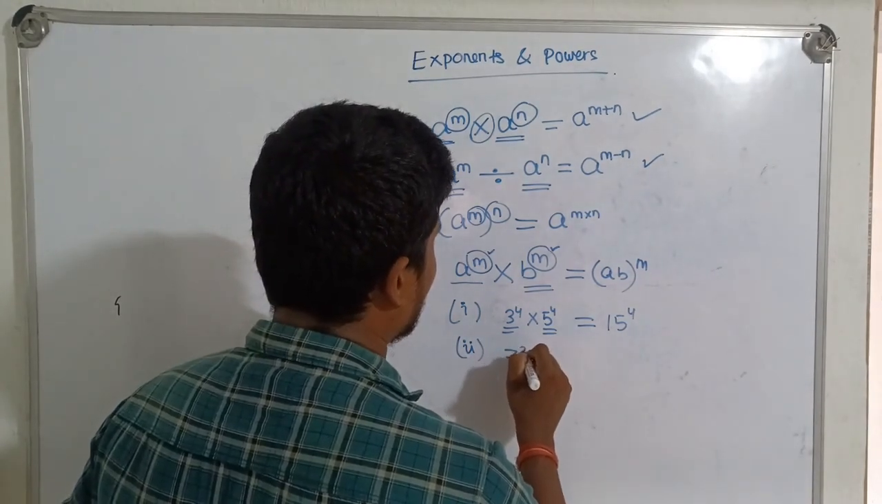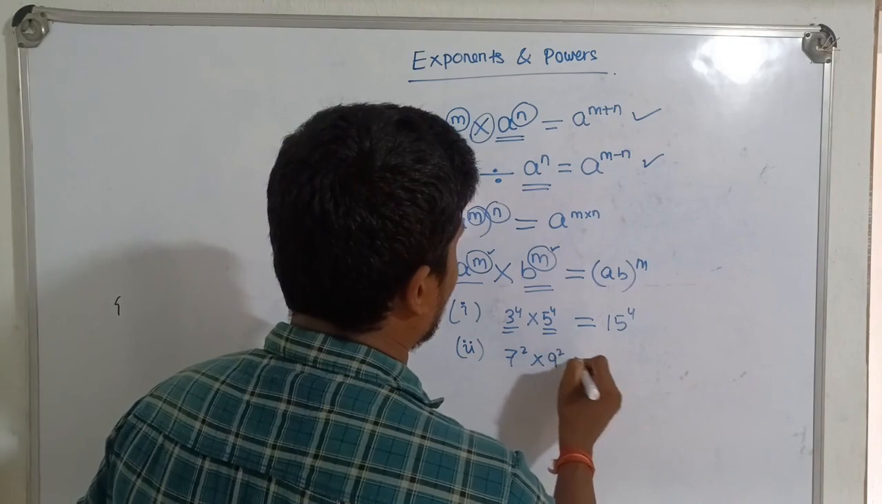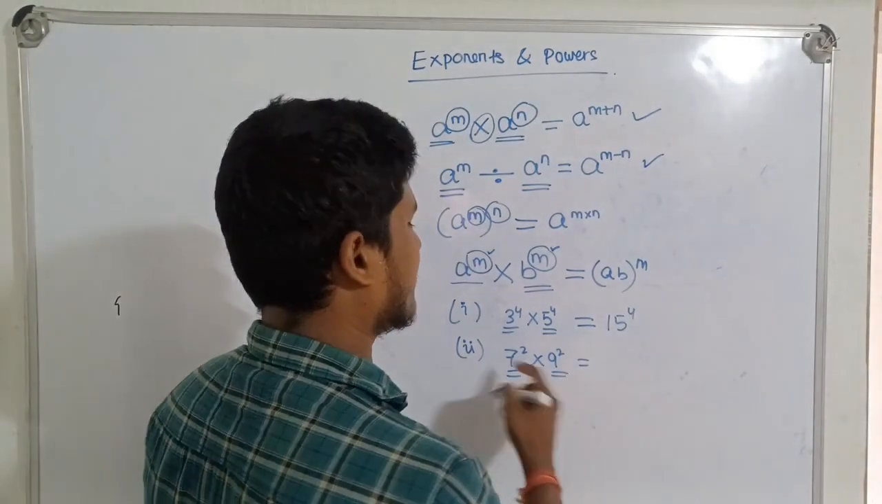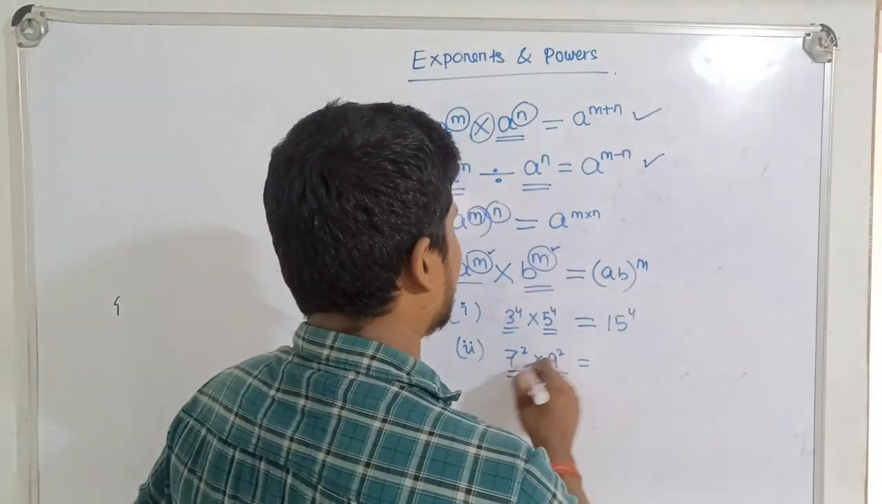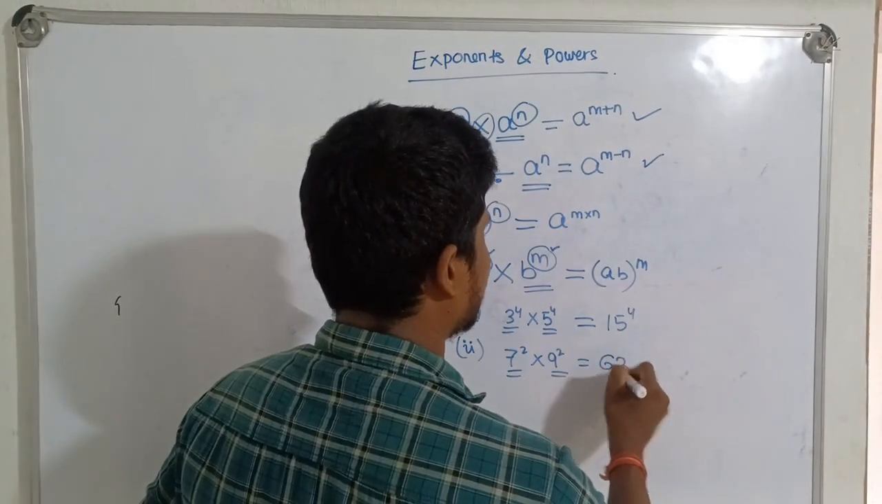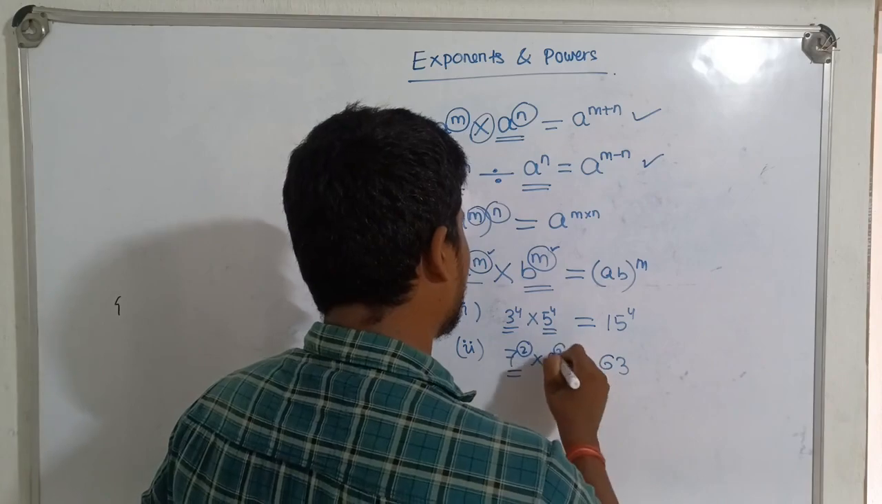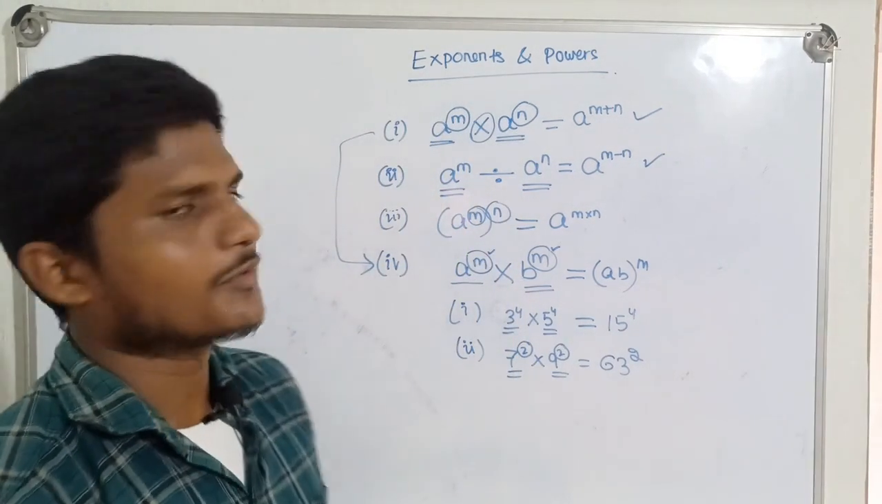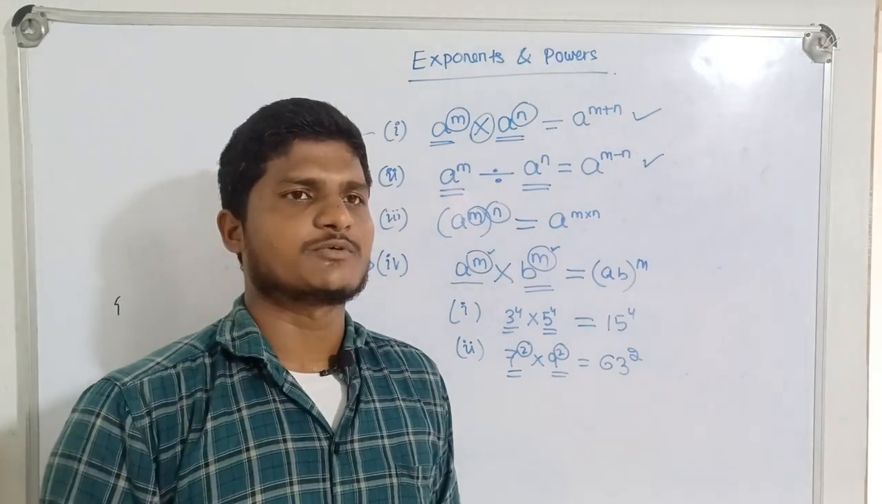Take another example: 7 to the power 2 multiplied with 9 to the power 2. Here also these two bases are different but the power is same. So just multiply: 7 nines are 63, and powers are equal. So 63 to the power 2. Okay, move on to the next question.